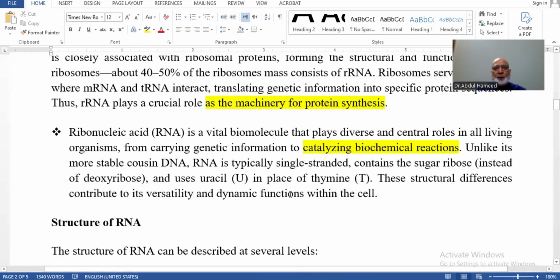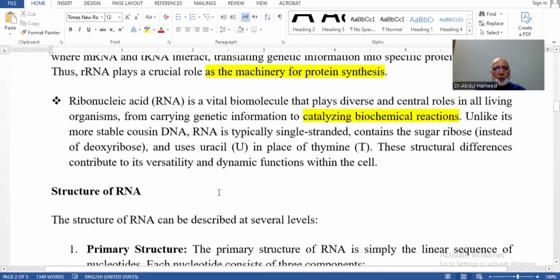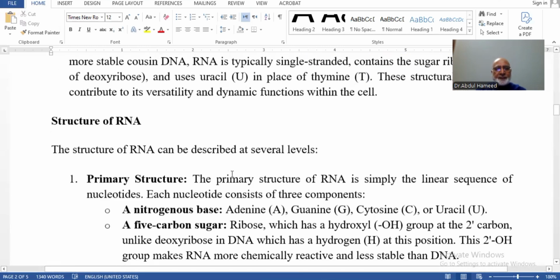So ribonucleic acid is a vital biomolecule that plays diverse and central roles in all living organisms, from carrying genetic information to catalytic biochemical reactions. We will discuss it in a brief manner shortly. Unlike its more stable cousin DNA, RNA is typically single-stranded and contains the sugar ribose instead of deoxyribose and uracil instead of thymine. So, structure of RNA. This is the required portion of our syllabus.